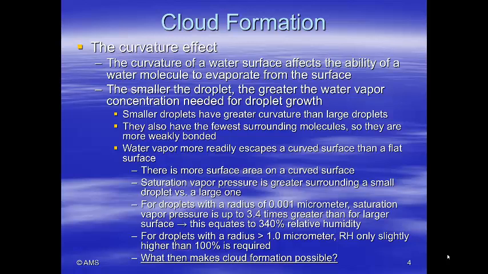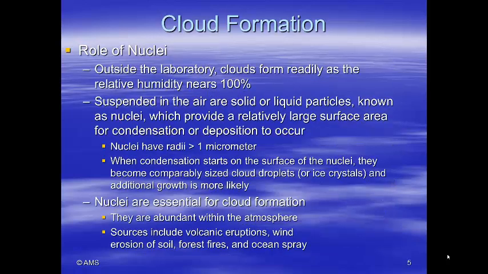So now, what makes cloud formation possible? Well, if we look in the atmosphere, we talked about humidity, and there are little water droplets, so water suspended in the atmosphere. If I want to make rain droplets, I need to take these small droplets of water and have them come together and make larger droplets. So as we said, outside the laboratory, if the relative humidity nears 100%, it's pretty easy to get clouds to form.